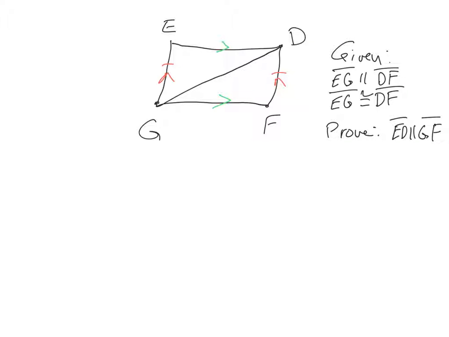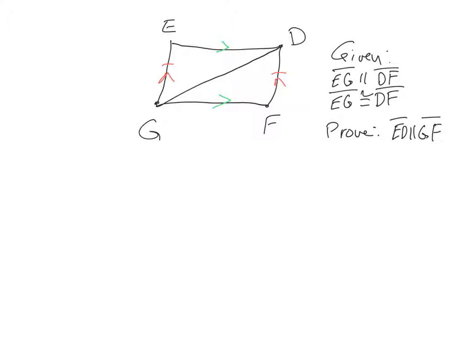Okay. So what I'm going to do is start off by looking for some triangles, seeing if there's any triangles I can prove congruent. Because I've got some pieces here. If I deal with triangle EGD and triangle FDG, I know a couple things. I know, one, that DG and DG are congruent to each other by reflexive property. What else do I know?